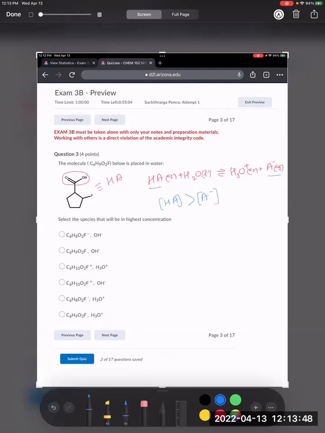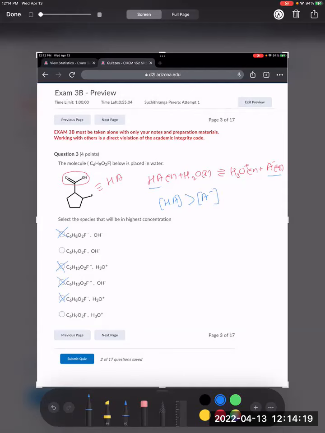So anything with a charge is out. Option A, option B, C, D, and E are out. Because you know that we need to have a higher concentration of the weak acid, which is neutral, right? And then in both cases, we have C6H9O2F and C6H9O2F. Okay, therefore it must be the same species.